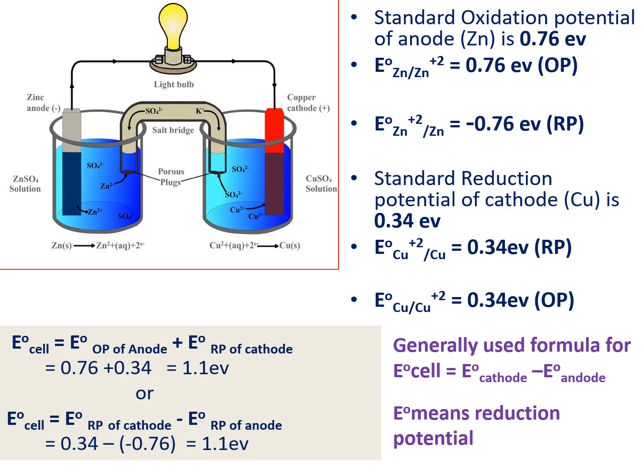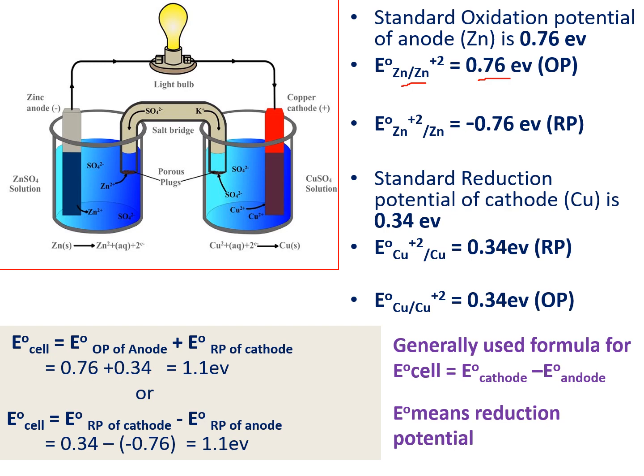Here you can see E naught, standard, is represented with naught. So E naught of Zn by Zn plus 2. Zn by Zn plus 2 means zinc is converting into Zn plus 2. So zinc 0 is converting into Zn plus 2. This is an oxidation. That's why the oxidation potential is equal to 0.76.